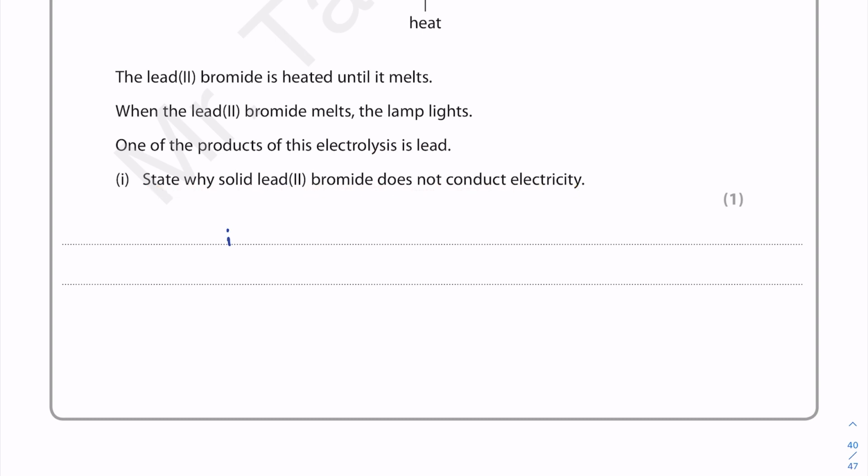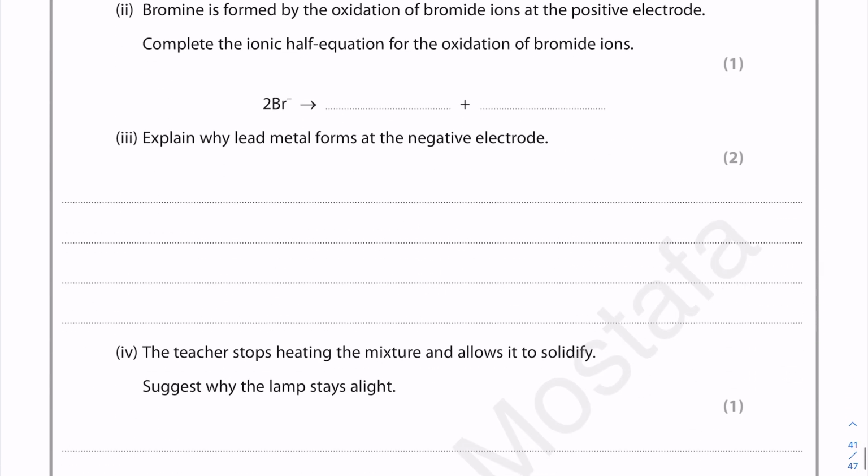Because ions are not free to move. Bromine is formed by oxidation of bromide ions at the positive electrode. Complete the ionic half equation for oxidation of bromide ions. 2 bromide ions give bromine plus 2 moles of electrons.